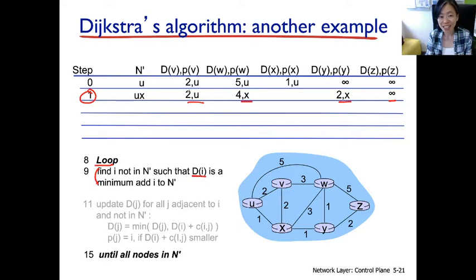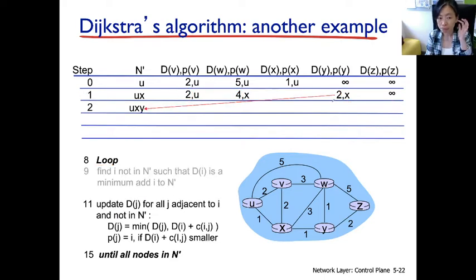But in this case, what we're seeing here is, whoa, 2, 4, 2. We do have a tie, so we need to break the tie by picking one of these. Let's suppose that we pick y, and therefore we include y into the N prime. So y here is the i for the second iteration. Again, we walk through all the nodes adjacent to y, which includes x, w, and z.